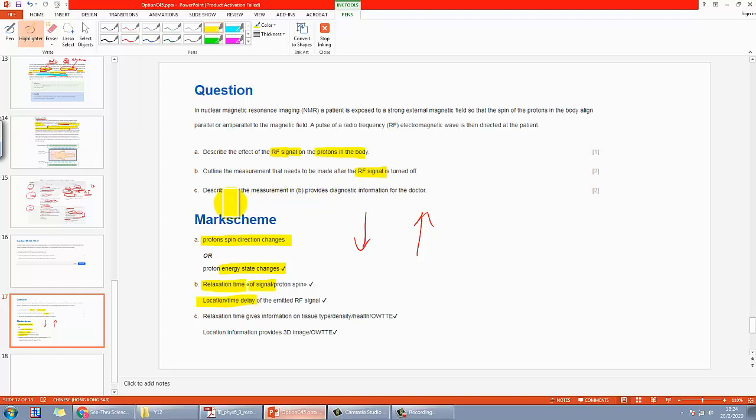For C, how does the measurement provide diagnostic information to the doctor? Well, I think that's what I just mentioned. Relaxation time gives information on what kind of tissue or density of the material it is, and in that case, it can tell about the health, of course. I think the keyword is more about the density of the tissue or the material by looking at the relaxation time. At the same time, you can also find the location, and that would help you to construct the 3D image.